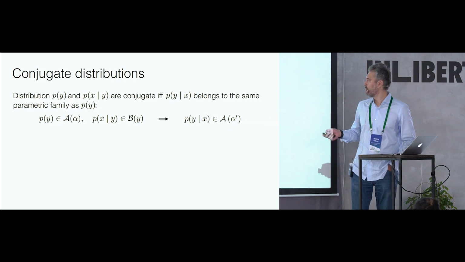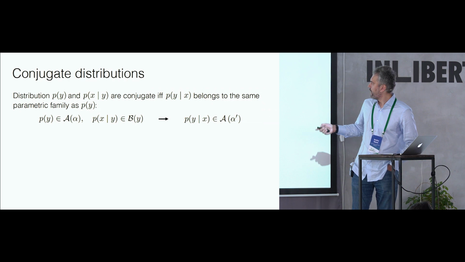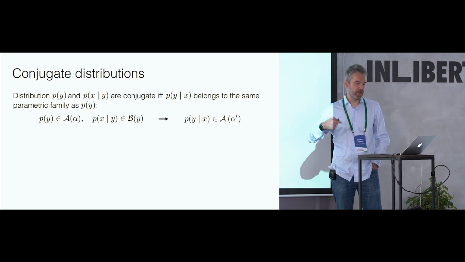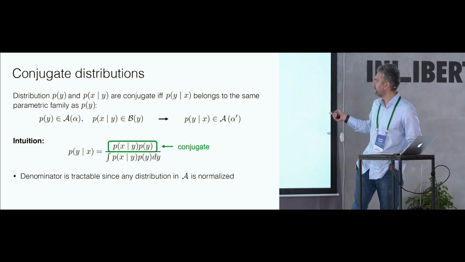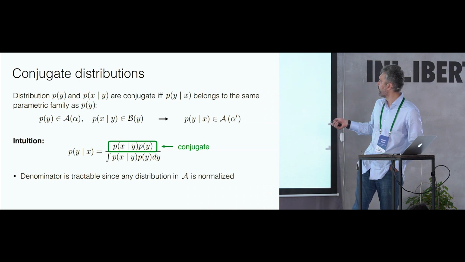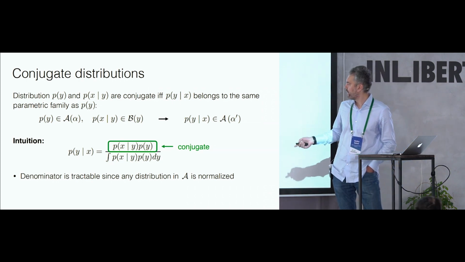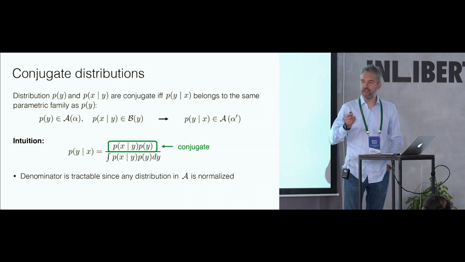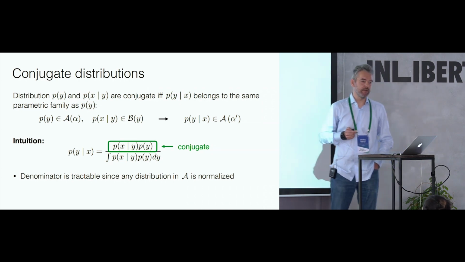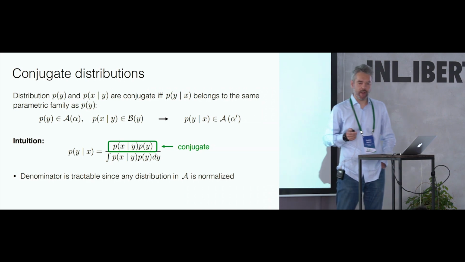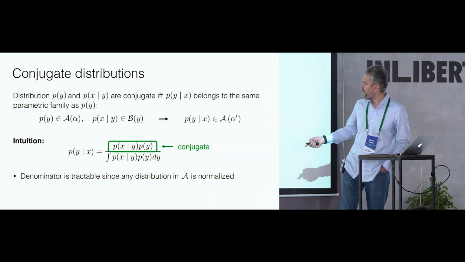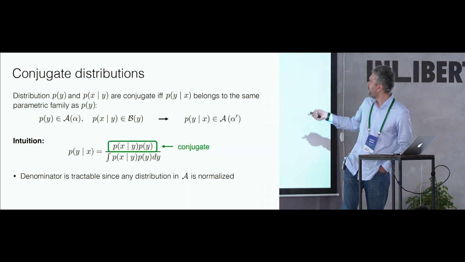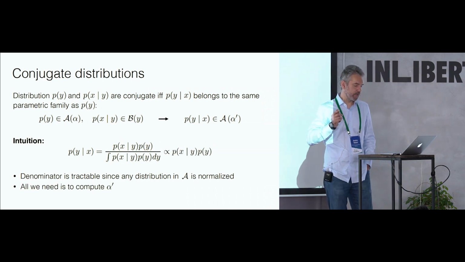So the intuition is pretty simple. If we know that the outcome, the posterior distribution, belongs to some parametric family, this means that it's correctly normalized, and this means that we know its normalization constant. As a consequence, this integral can be computed in a closed form. And then if we have a pair of conjugate distributions, and we would like to apply Bayes' theorem, all we have to do is recompute this alpha prime parameter, because it fully defines the closed form for the posterior distribution.